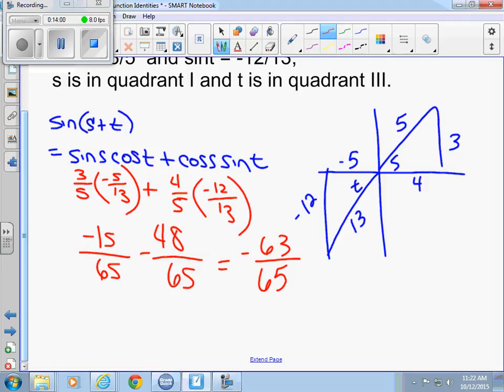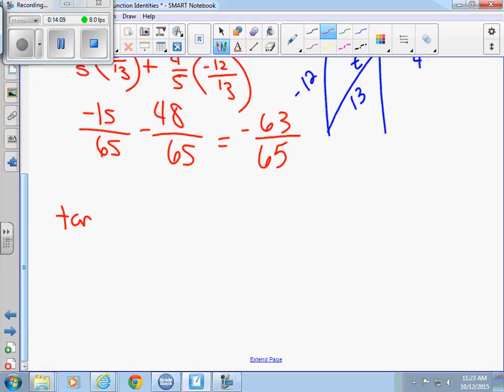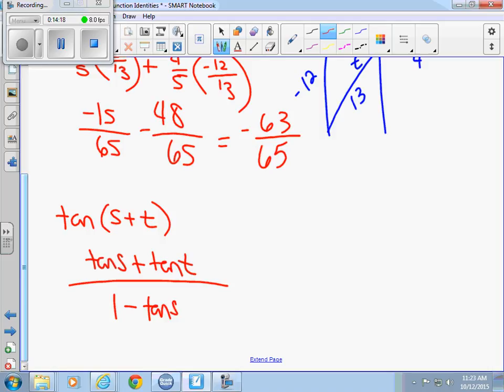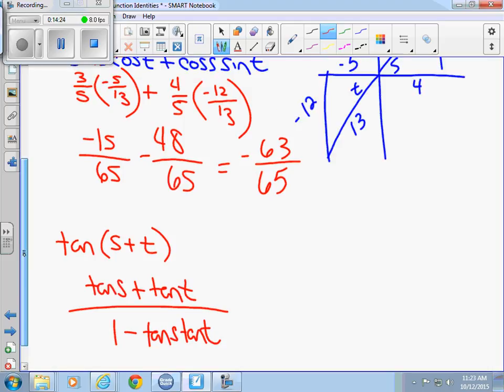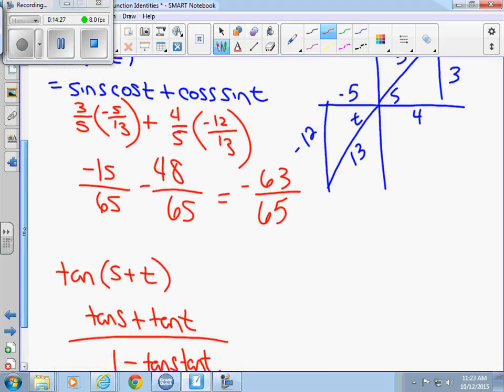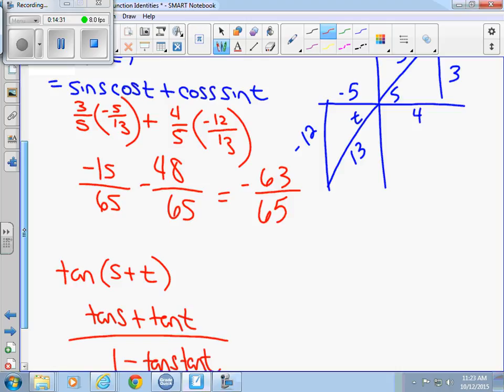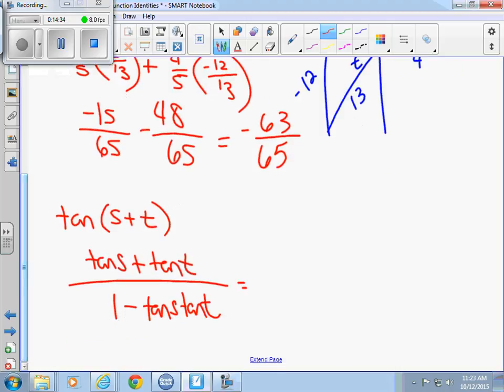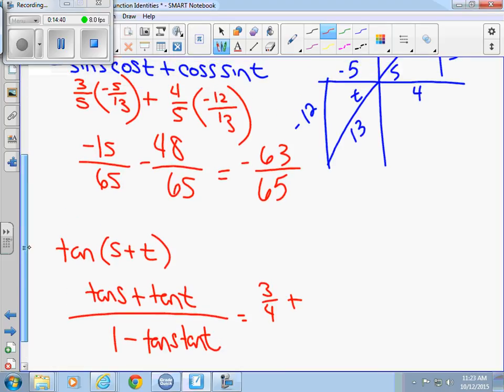Okay, any questions about that one? Now I want to find the tangent of s plus t, which would be tangent of s plus tangent of t, over 1 minus tangent of s times tangent of t. Tangent of s is 3/4. Tangent of t is negative 12 over negative 5, or you could just write 12/5.